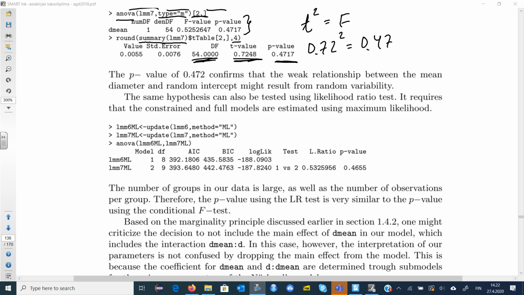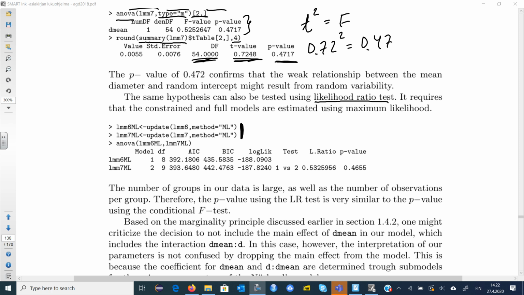Okay, and then even though it's not recommended, we could also use a likelihood ratio test to do the same hypothesis testing. But to do the likelihood ratio test for fixed effects, we need to re-estimate the models using maximum likelihood, because the restricted maximum likelihood was used previously in model fitting.